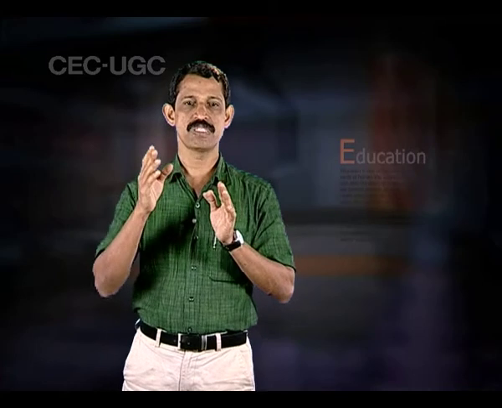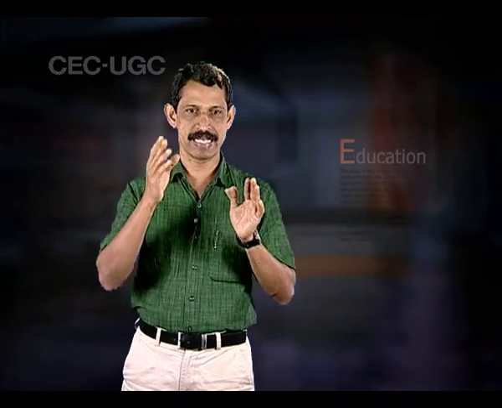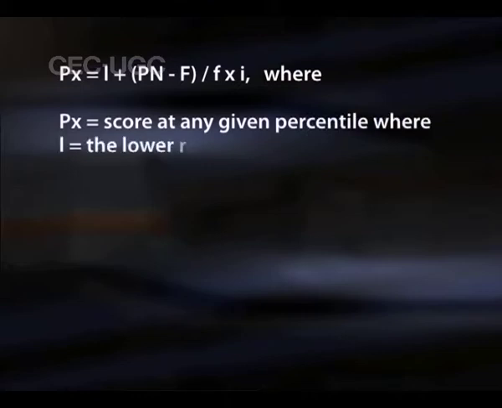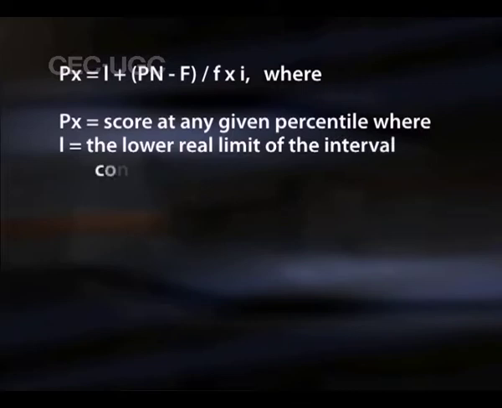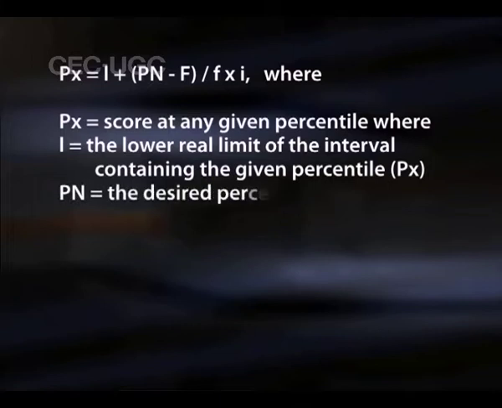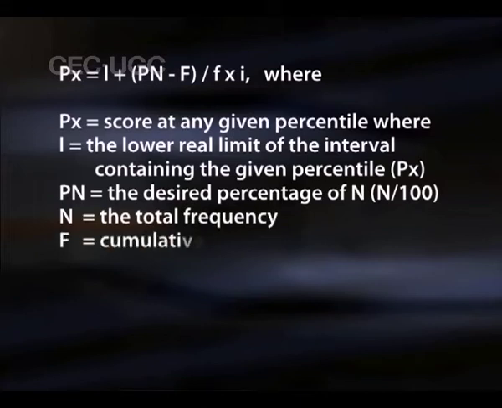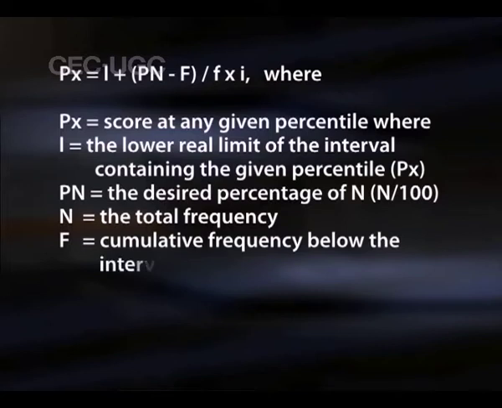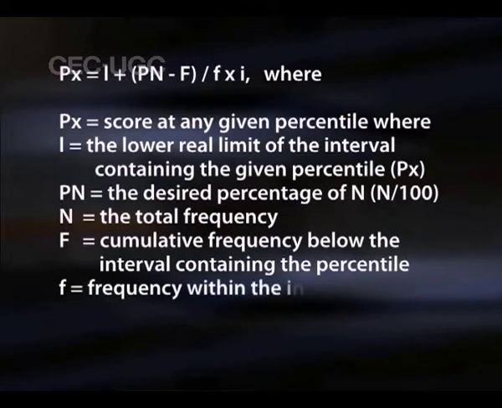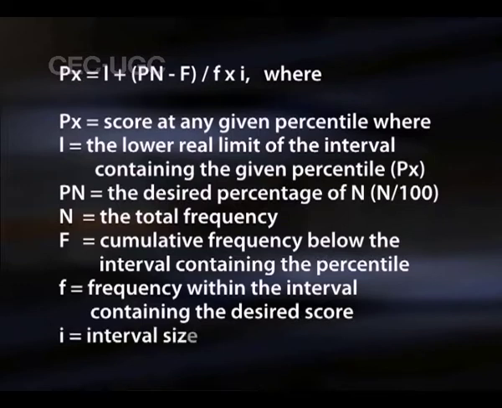The general formula which can be used for any value of Px is Px equal to L plus (Pn minus capital F) divided by small f into I, where Px is the score at any given percentile, small l is the lower real limit of the interval containing the given percentile Px. Pn is the desired percentage of n, that is P divided by 100 into N. N is the total frequency. Capital F is the cumulative frequency below the interval containing the percentile. Small f is the frequency within the interval containing the desired score.